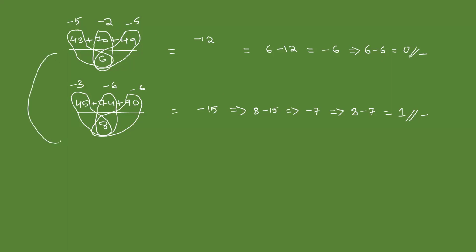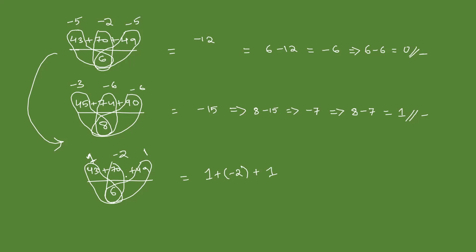For example, see this example. I will take some positive and some negative, depending on my convenience. See here, students: 43 plus 70 plus 49 by 6. For the first one, the positive remainder is smaller, right? So I will take plus 1. Here the negative one is smaller, right? I will take minus 2. Similarly, here the positive one is the smaller value, so I will take plus 1. So what did I get here? 1 plus minus 2 plus 1.